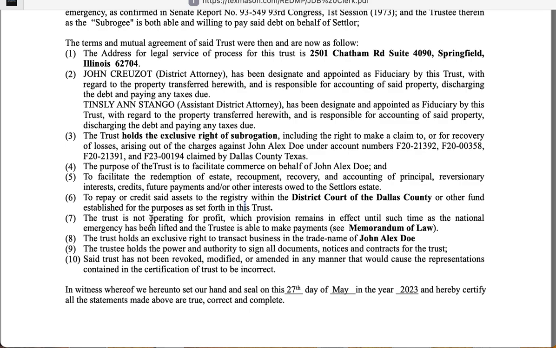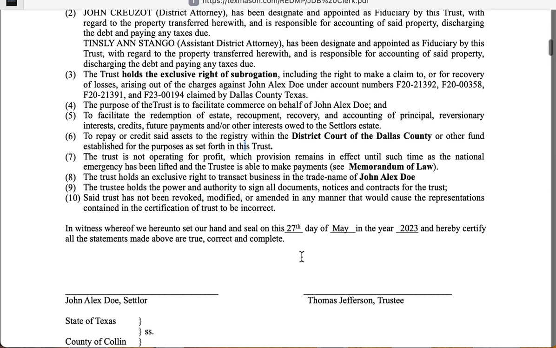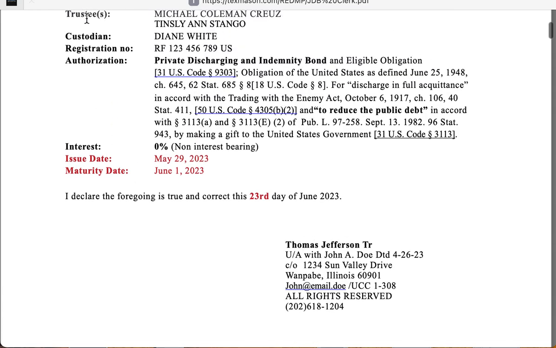The trust is not operating for profit, which provision remains in effect until such time as the national emergency has been lifted and the trustee is able to make payments. See the memorandum of law. The trust holds an exclusive right to transact business in the name of John Alex Doe. The trustee holds the power and authority to sign all documents, notices, and contracts for this trust. Said trust has not been revoked, modified, or amended in any manner that would cause the representations contained in this certification to be incorrect. And so you can add on to that.